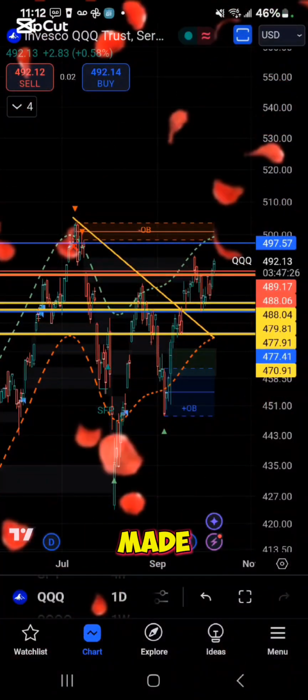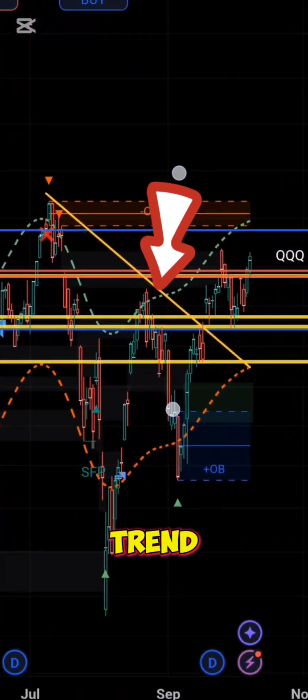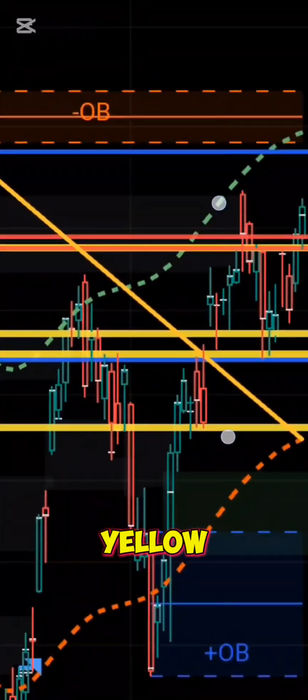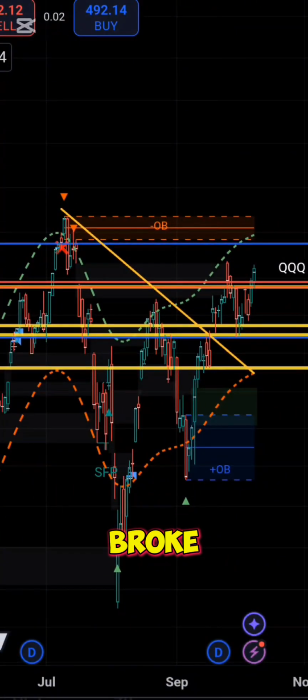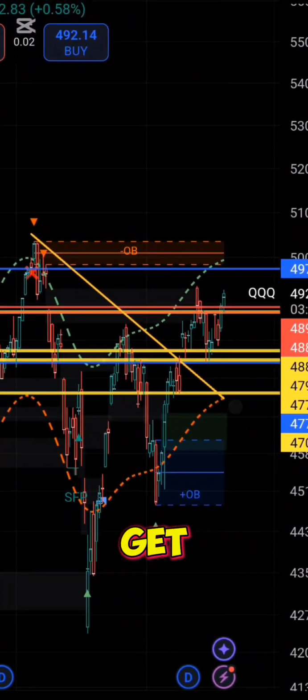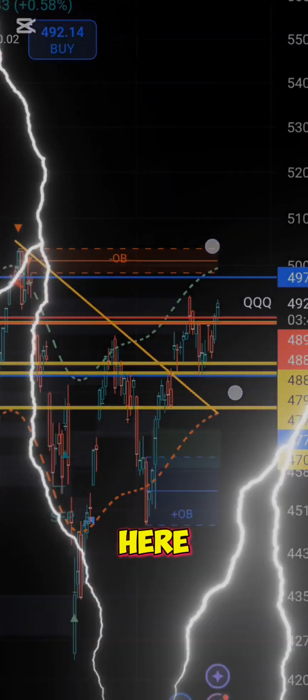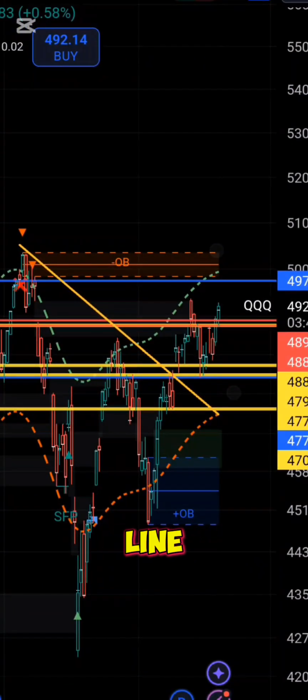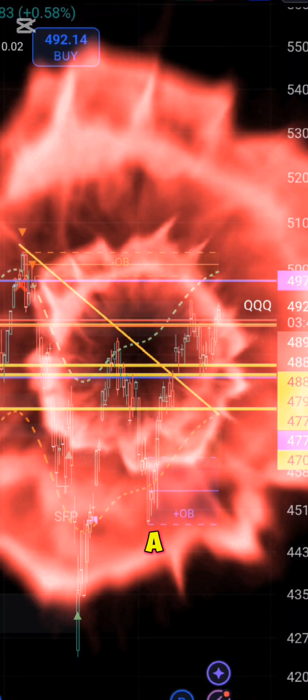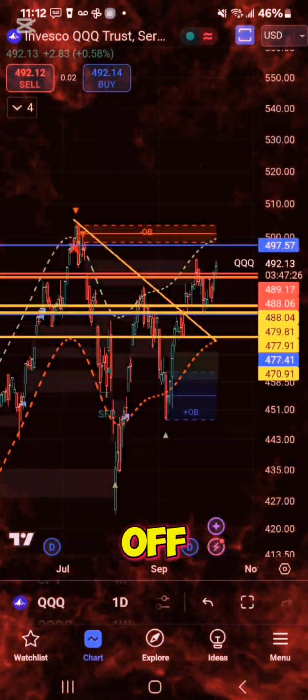Guys, as you may remember, I made a video regarding this trend line right here, this diagonal yellow line. And if that line broke and went above, go get some canned food and look out below. Well, here we are. We're still above that line, and they are just about to do a blow-off top. Let me show you what a blow-off top is.